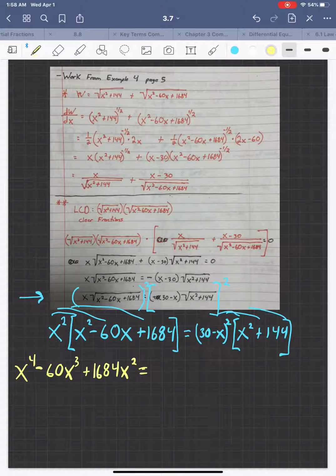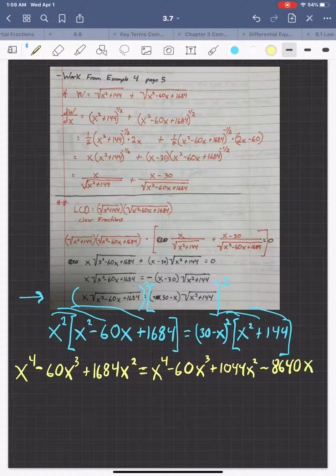That's going to be equal to, the right side is the messier side. So all of that's going to get me to x to the power 4 minus 60x cubed plus 1044x squared minus 8640x, and then plus, I'm going to write that plus symbol below here, so plus 129,600.